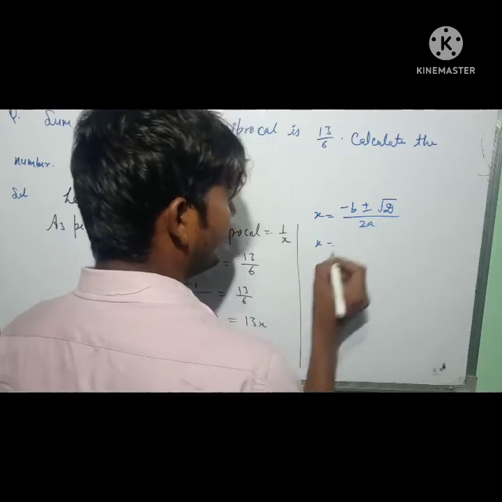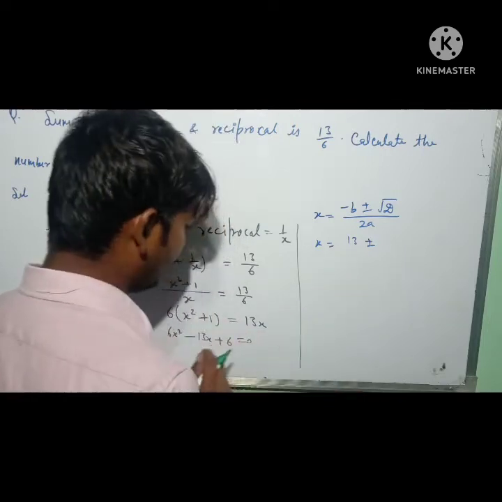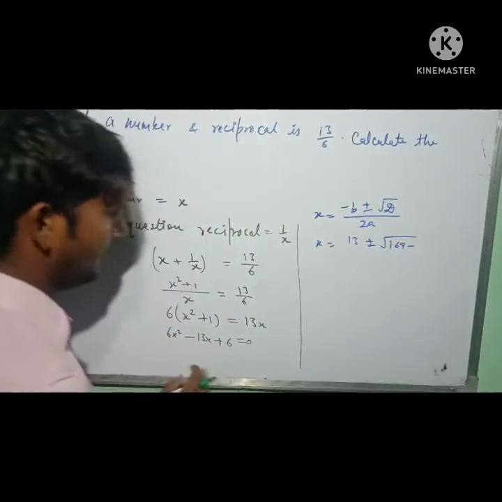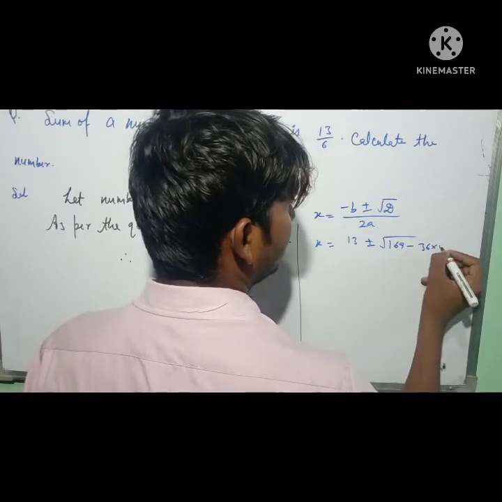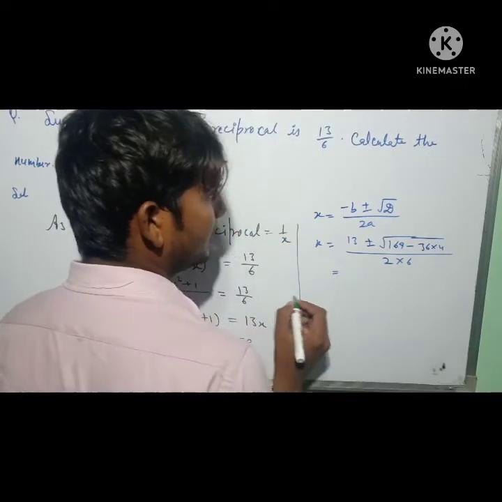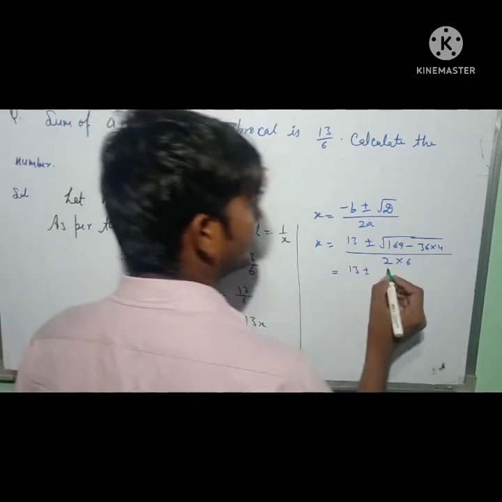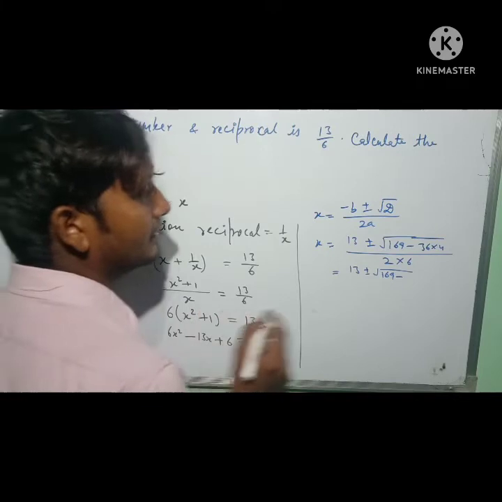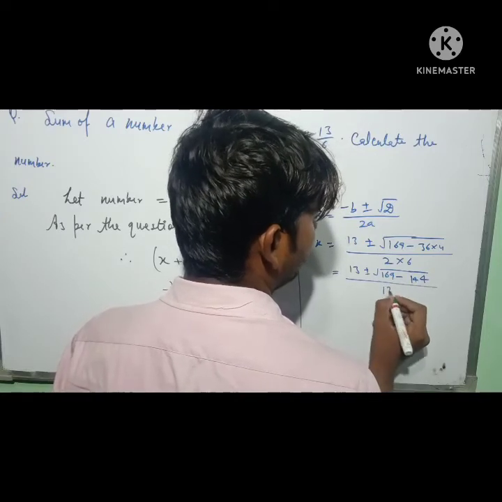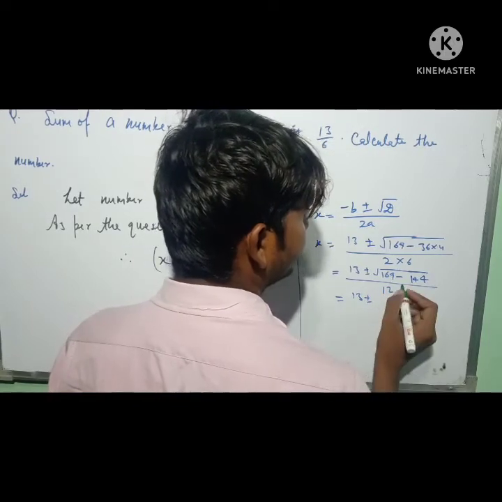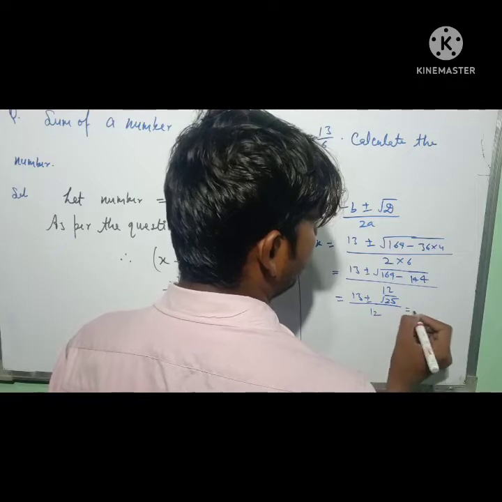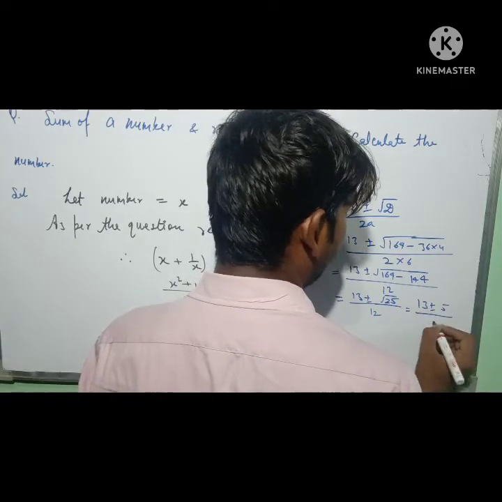b squared minus 4ac upon 2a. It will give us, in place of minus b, 13, plus minus under root b squared minus 4ac. So in place of b squared, 13 squared is 169 minus 4 into a into c, so 36 into 4, upon 2a, in place of 6 into 2, is equal to 13 plus minus under root 169 minus 144 upon 12, is equal to 13 plus minus under root 25 upon 12, would be equal to 13 plus minus 5 upon 12.